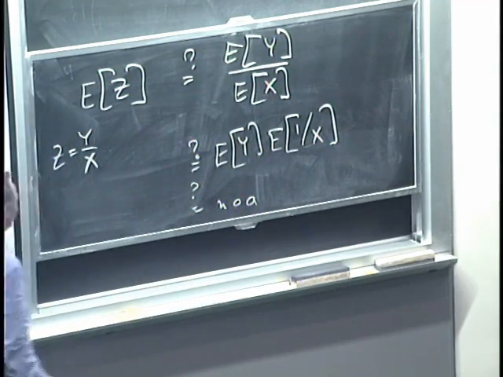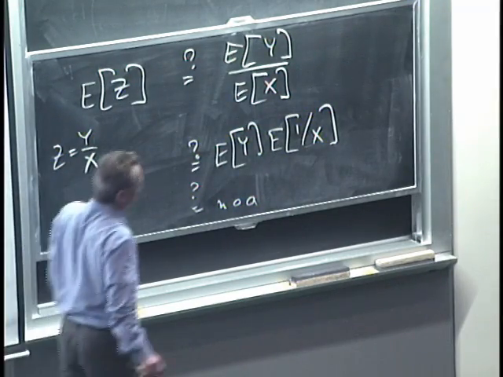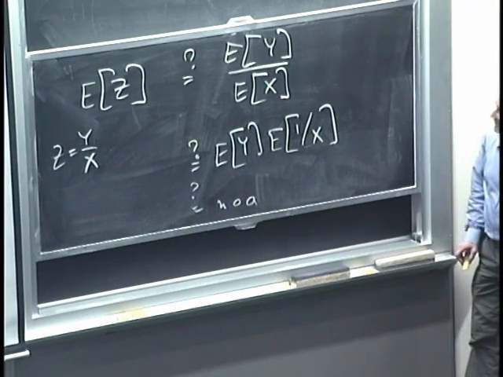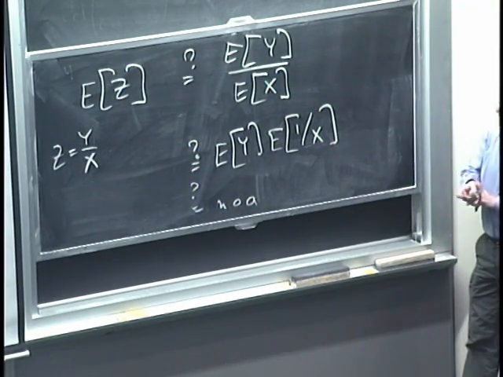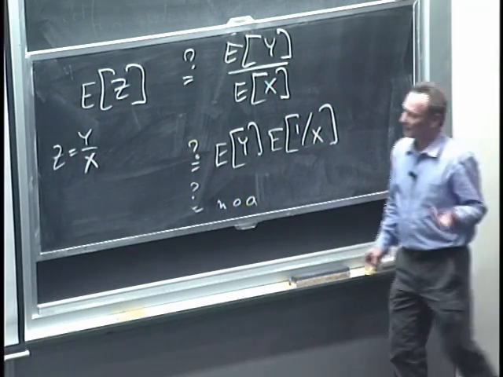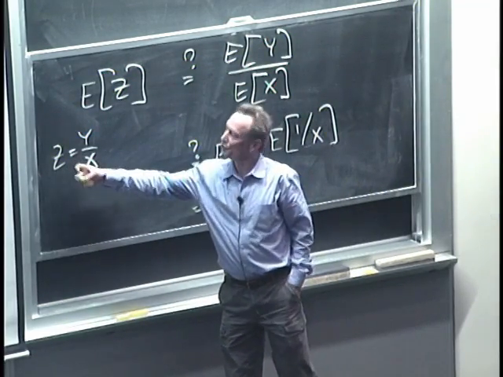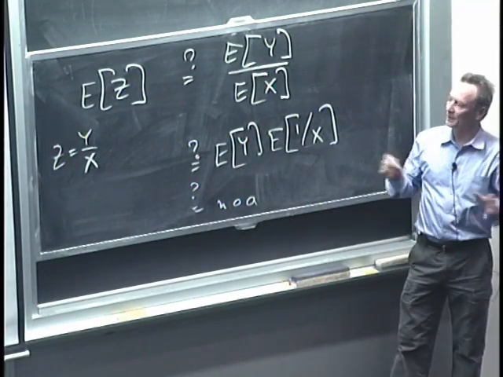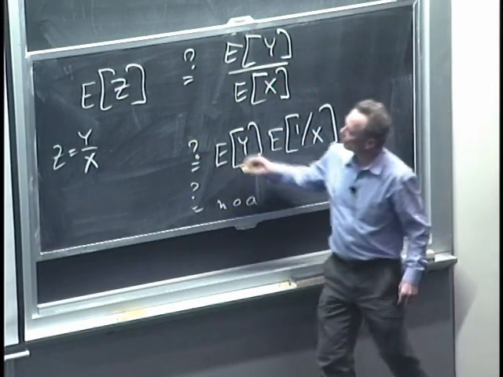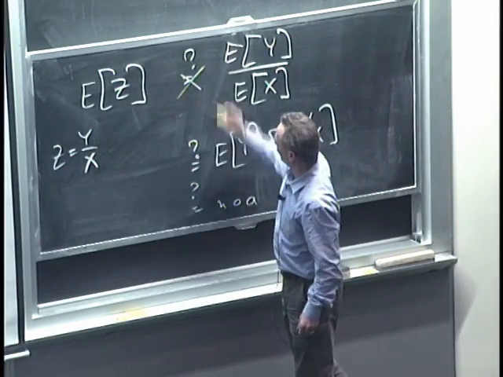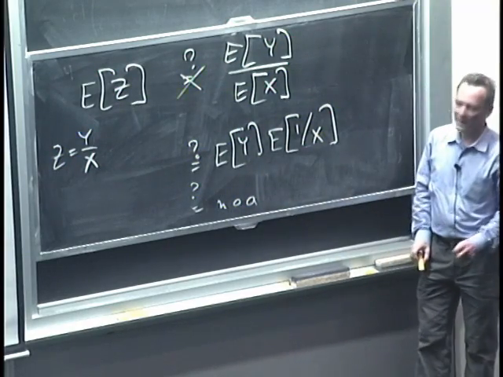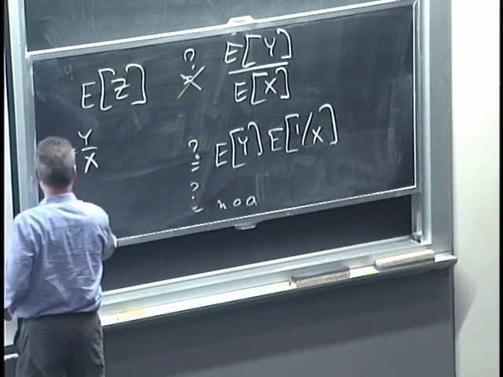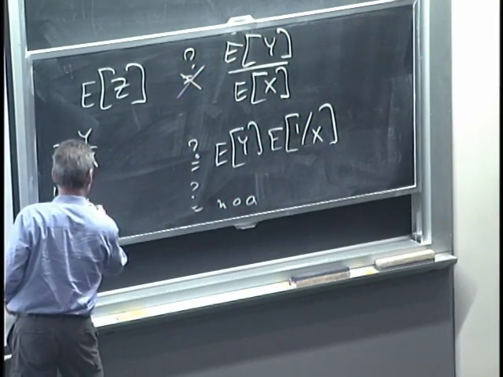Okay, let's see. This one is not correct just because there's no reason it should be correct. So in general, you cannot reason on the average. The expected value of a function is not the same as the same function of the expected values. This is only true if you're dealing with linear functions of random variables. So this turns out to not be correct. How about this one? Well, x and y are independent by assumption. So 1 over x and y are also independent.